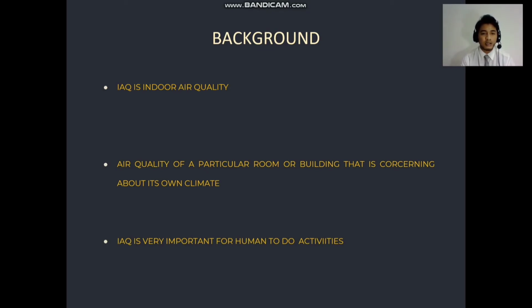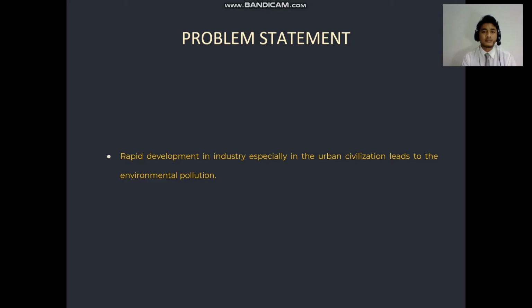This is my background. IAQ is indoor air quality. It is the air quality of a particular room or building concerning its own climate. IAQ is very important for humans to do activities. This is my problem statement. Rapid development in industry, especially in urban civilization, leads to environmental pollution.